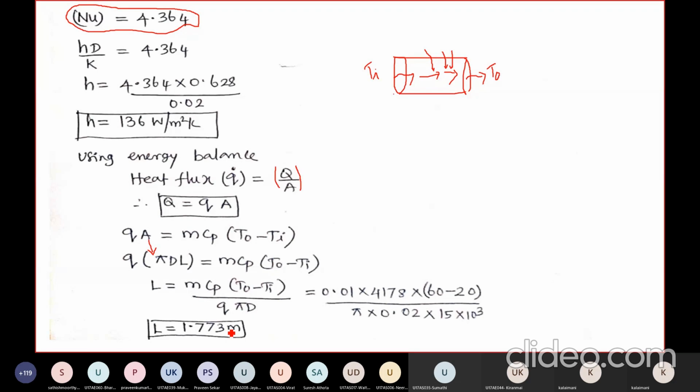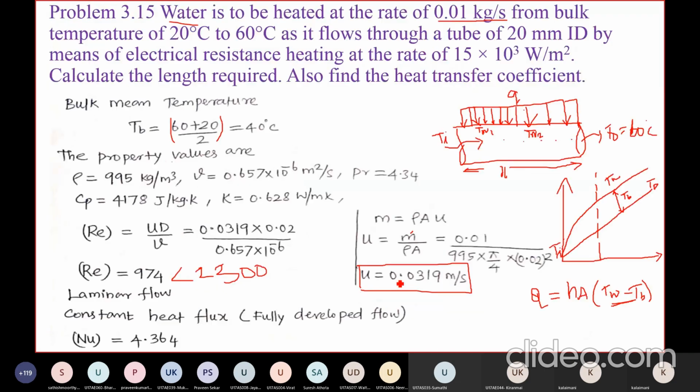That was the previous problem. In this problem, the slight difference is only in calculating the heat. In this case, we can use Q equal to hA into (Tw minus Tb). If the wall temperature is maintained constant, the temperature difference from inlet to outlet varies significantly. That's why I take the logarithmic mean temperature difference instead of Tw minus Tb.